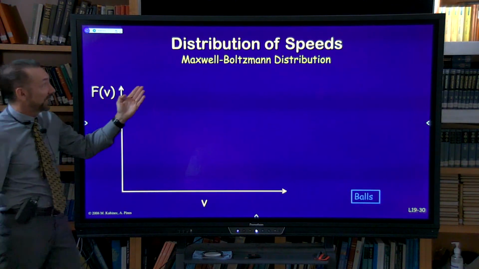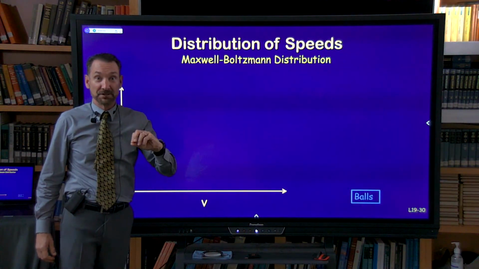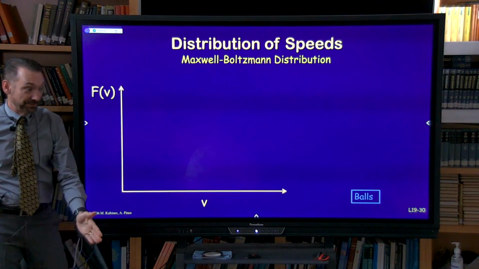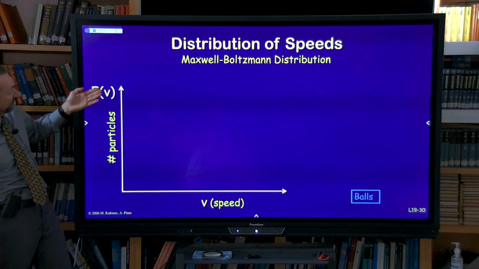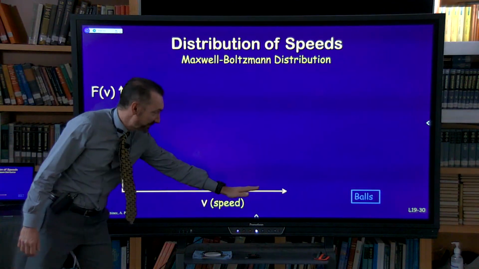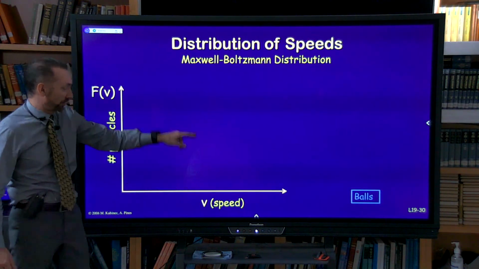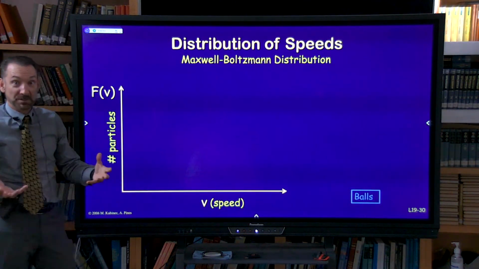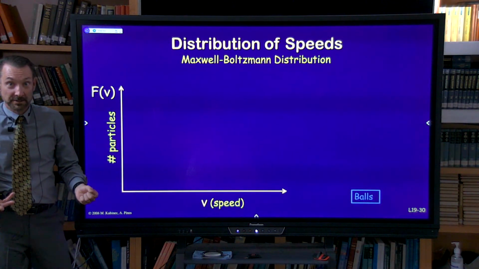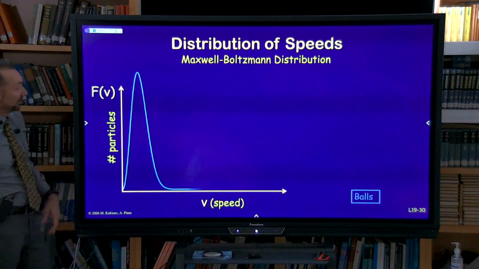Okay, let's look at the distribution of speeds. We've got this root mean squared. We know where the average is. So the distribution of speeds, if you take the number of particles which have a given speed, all the particles with this speed, all the particles with that speed, we already know if we average them all up, we get this root mean squared speed. But what does the distribution look like? Well, they look like this.